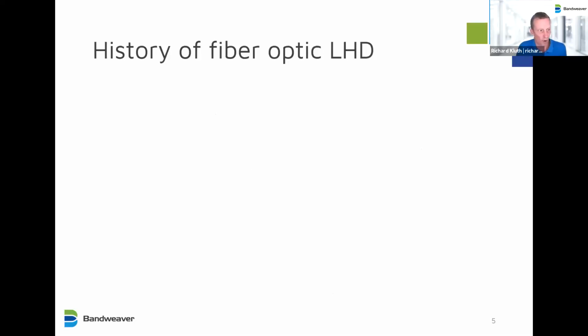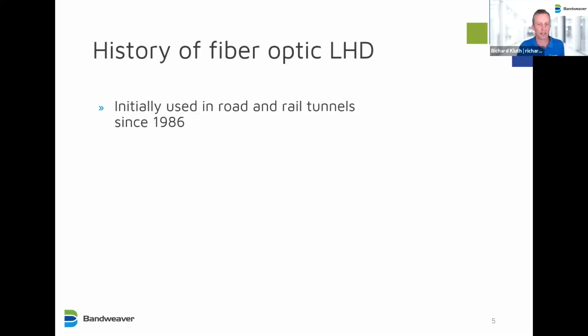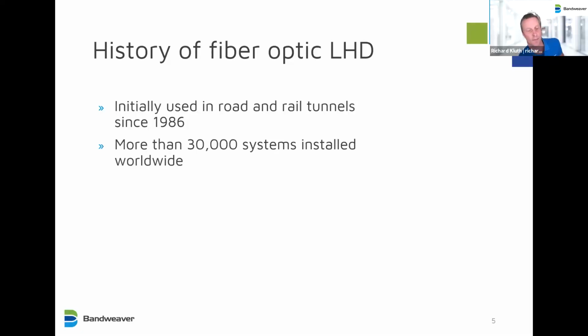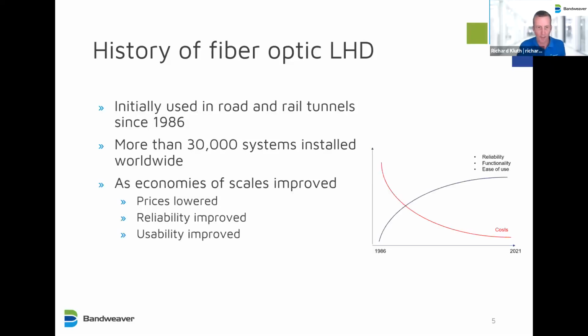So the history of fibre optic linear heat detection systems. These have been around since mid-80s, 1986, and initially they were used in road and rail tunnels primarily. Since then, more than 30,000 systems have been installed worldwide. And it's become a very mature technology.